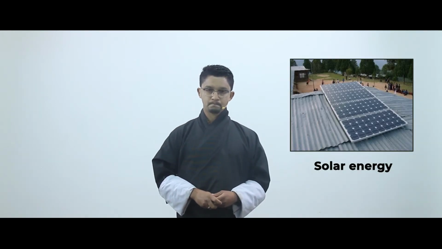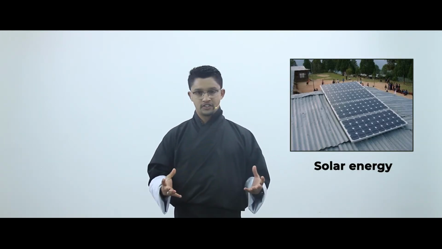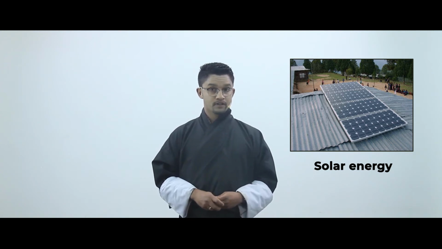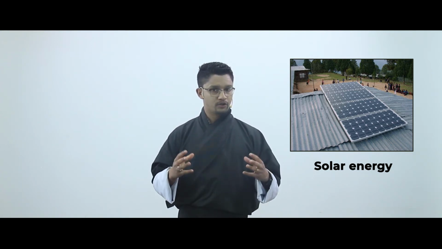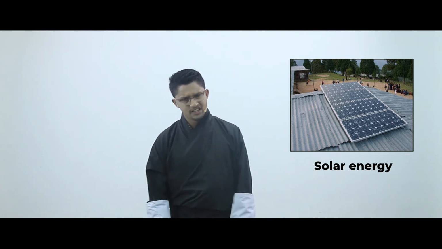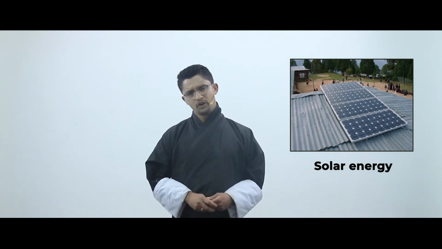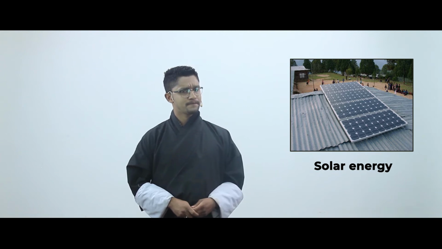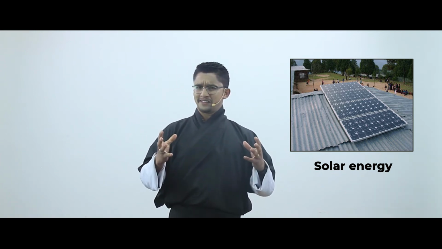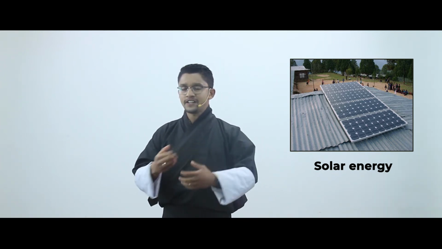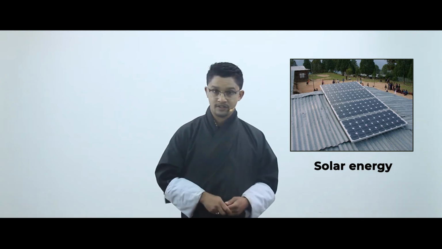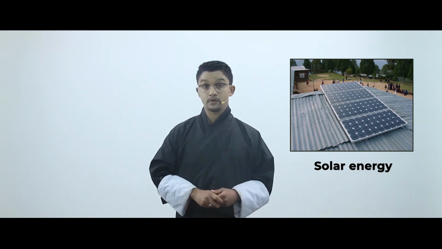The second form is solar energy. Solar energy is an important form. In this technology, generally we call it a solar cell, or let us say a solar panel. We derive energy from sunlight, and then the solar energy is converted to electricity, which is stored and later used for different purposes.